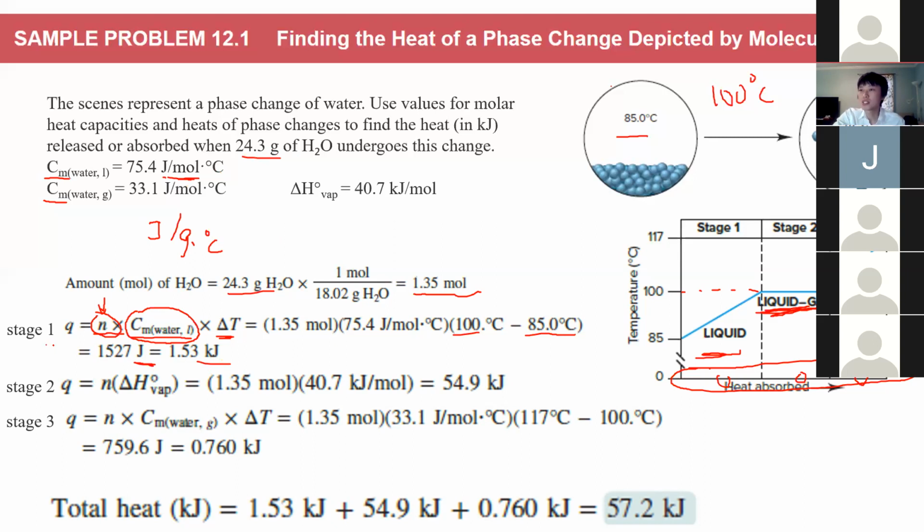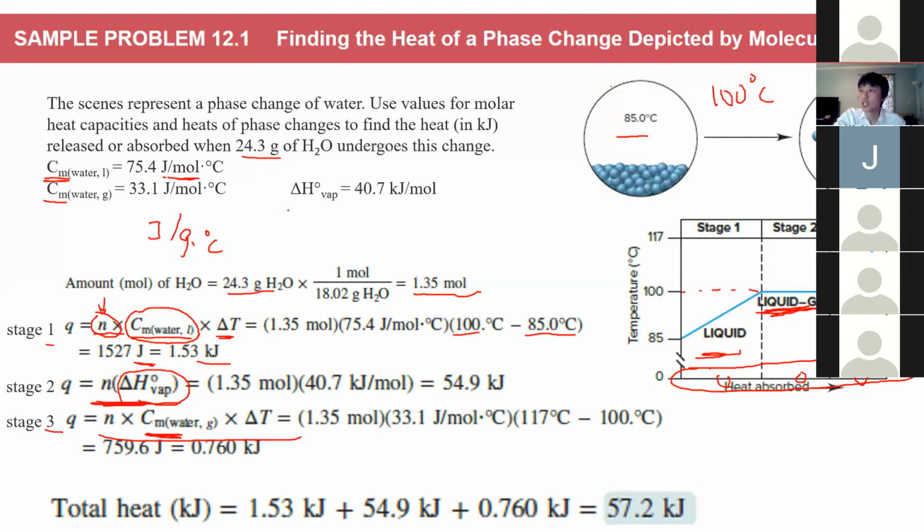So stage 1 and stage 3 both have a temperature change involved, so we use a similar equation, but also pay attention. For the same molecule at different phases, the heat capacity is different, so use the corresponding heat capacity for each phase. And at the equilibrium stage, because there is no temperature change, we use this equation: the amount of substance times the heat of the phase change. In this case, it's vaporization, so we use the heat of vaporization.